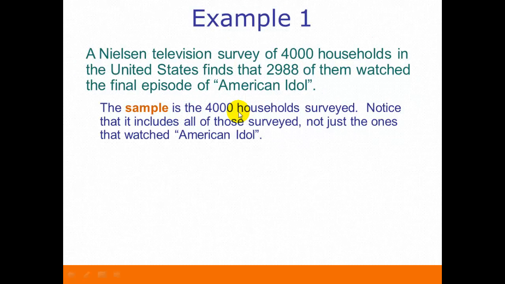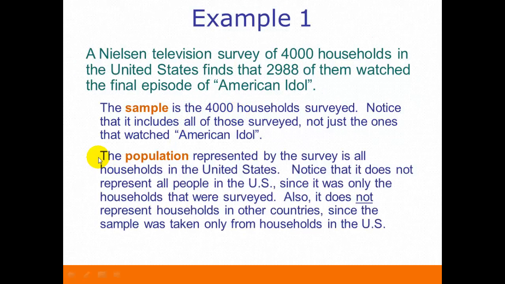Now, the population represented by this survey is all households in the United States. In this case, our individuals are households instead of people. So the population that's represented is households in the United States instead of being people in the United States. And also, the sample doesn't represent households in other countries because we only selected from households in the United States.